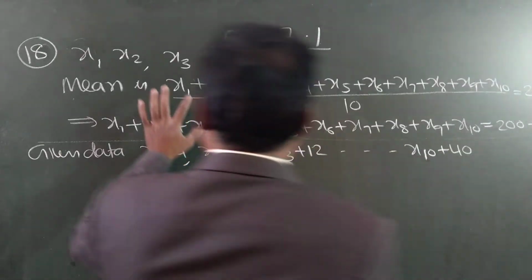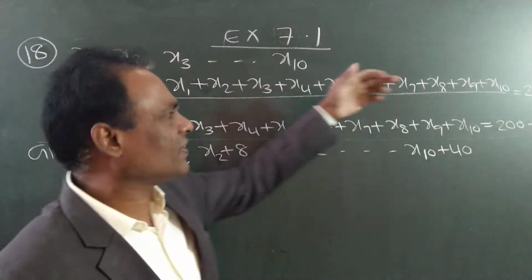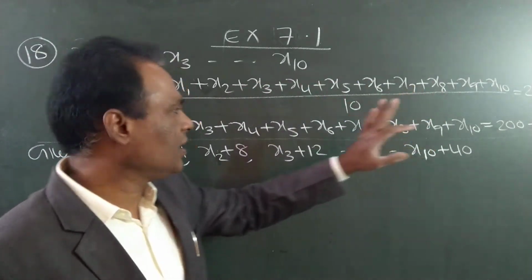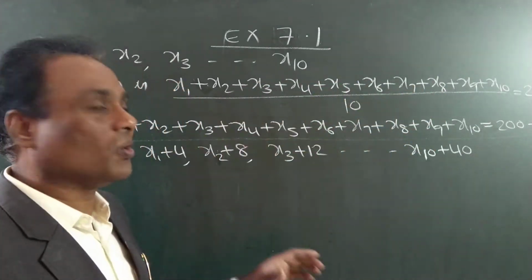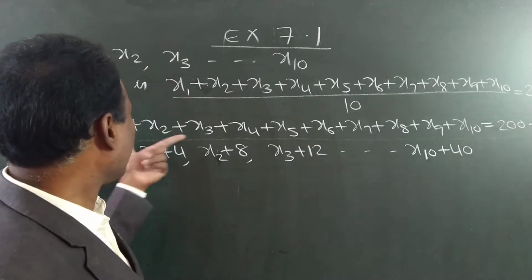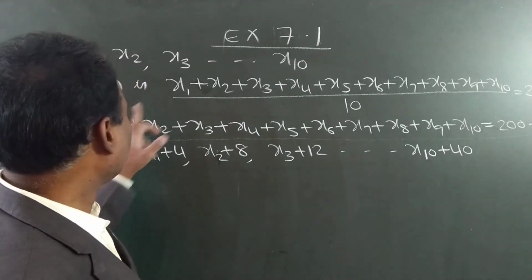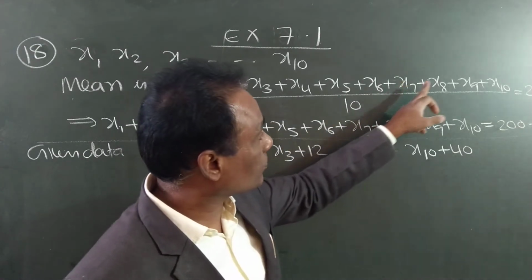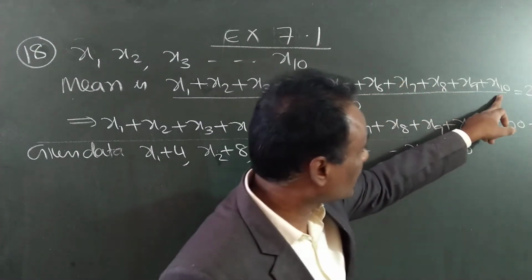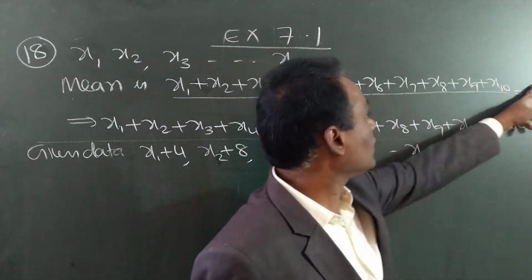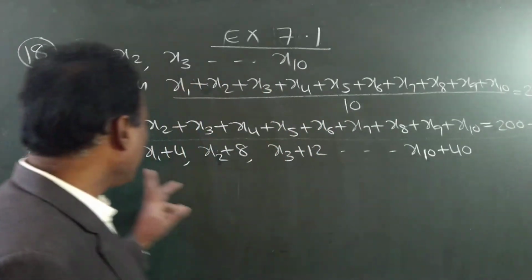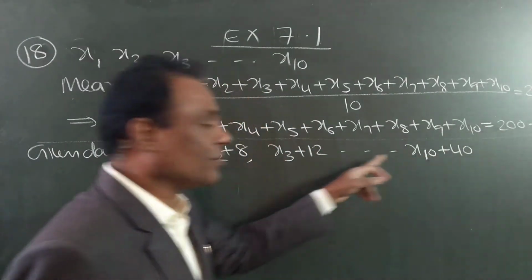See, the mean of the first numbers is given, 20. We are not asked to find the mean of that. That is given. But from that we got one important relation: x1 plus x2 plus x3 plus x4 plus x5 plus x6 plus x7 plus x8 plus x9 plus x10 is equal to 20 into 10, which is 200. Keep it. How to find the mean of these new numbers?